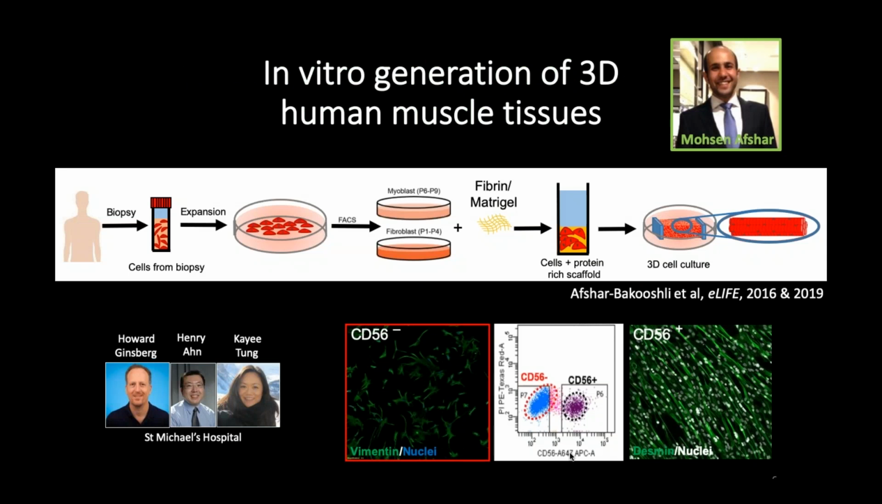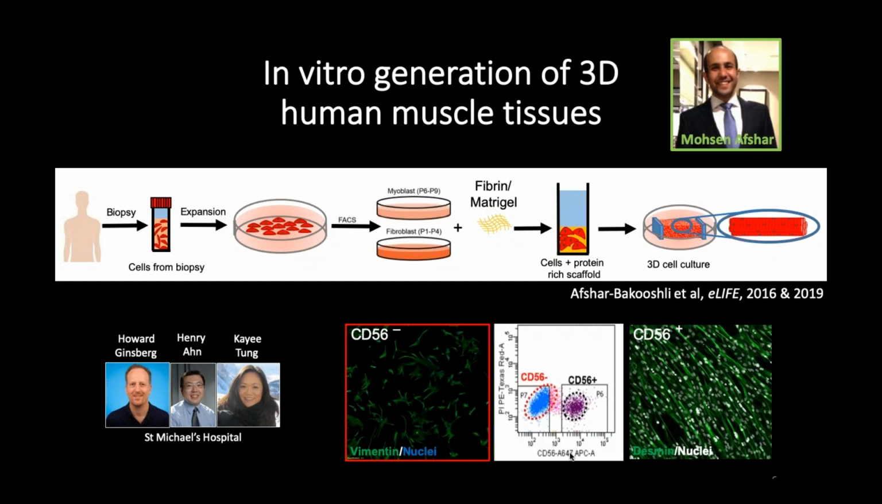Most of our work in the area of generating 3D human skeletal muscle tissues begins in the following way. And I should say that all of this work was begun in my lab by a very talented PhD student, my second PhD student, Mohsen Afshar, who recently defended his PhD. So Mohsen received biopsy samples from our clinical collaborators at St. Michael's Hospital, Howard Ginsberg, Henry Ahn, through clinical collaborator Katie Tung.